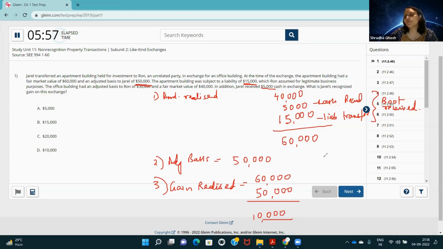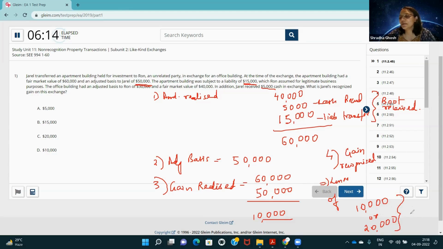Then we say, okay, go to step 4. What is the gain which is recognized? The gain recognized is the lesser of what? One is the gain realized, which is 10, or the boot received, which is 20, whichever is lower. In our case, it is $10,000. Can you understand what this is? So what is my recognized gain on this exchange? The answer is $10,000. Is this clear?